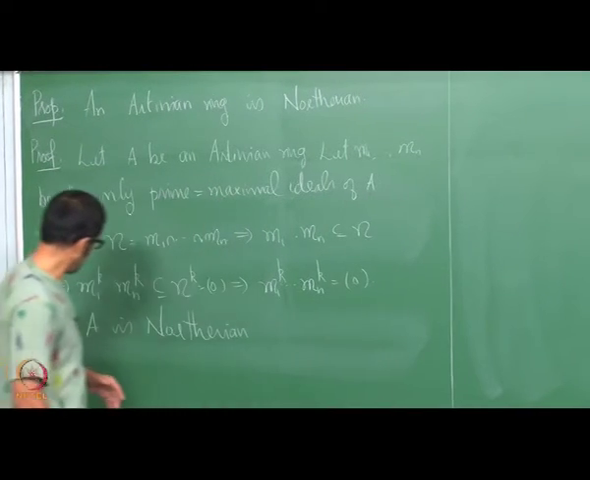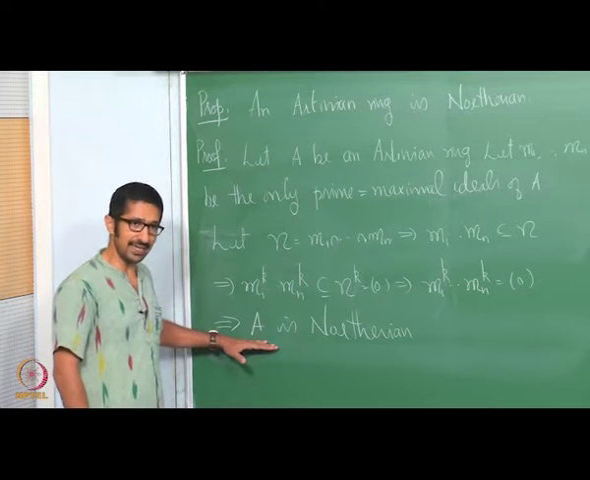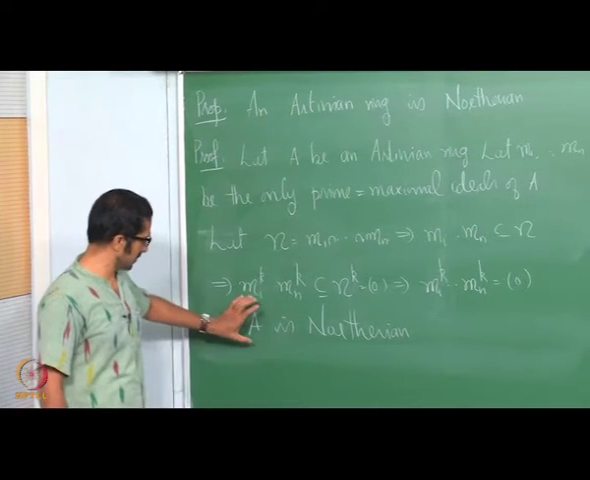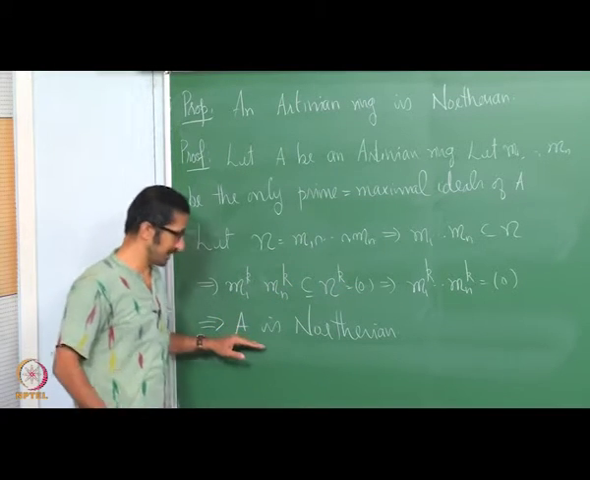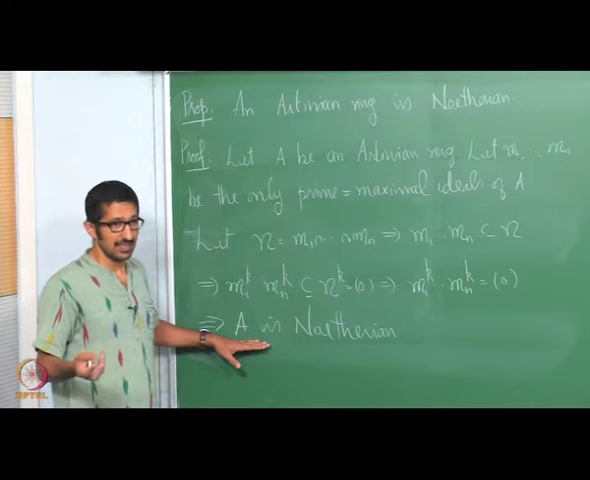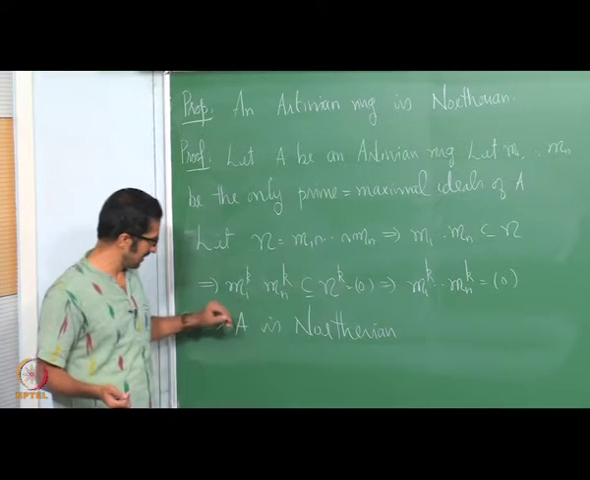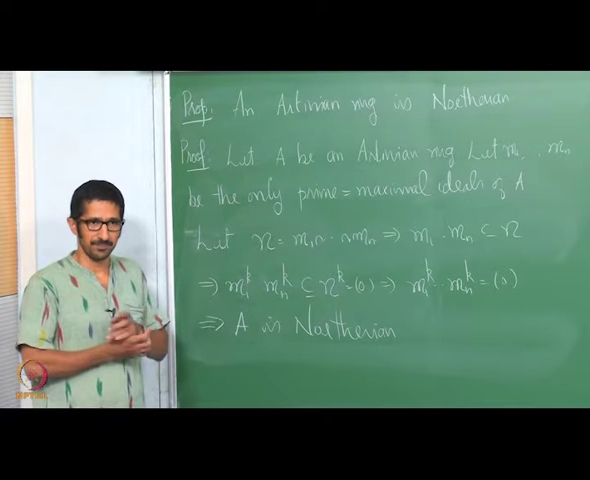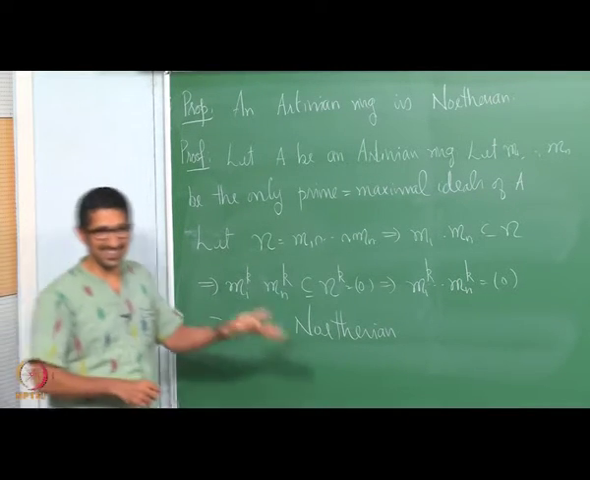But let us look at this proof. What have we used to ultimately conclude that A is Noetherian? To start with, we are starting with an Artinian ring. To conclude A is Noetherian, we showed that 0 is a product of maximal ideals. Now, suppose we start with A a Noetherian ring. In a Noetherian ring, the nil radical is nilpotent, right? Now, what condition can you think will ensure that 0 is a product of maximal ideals?